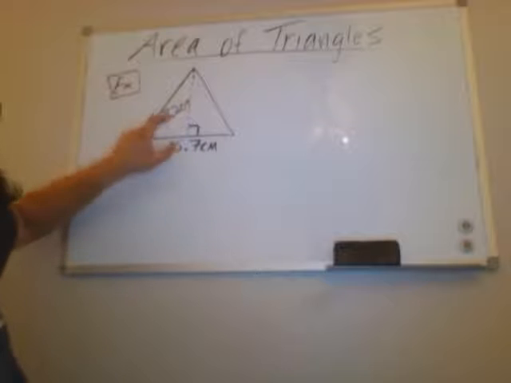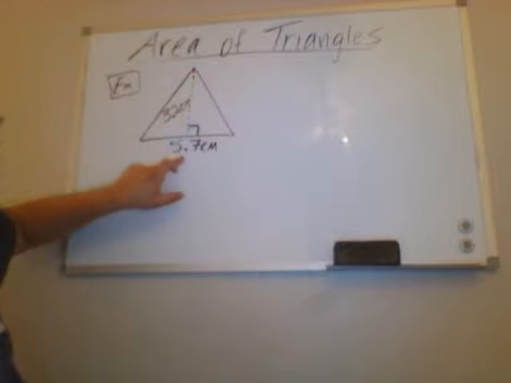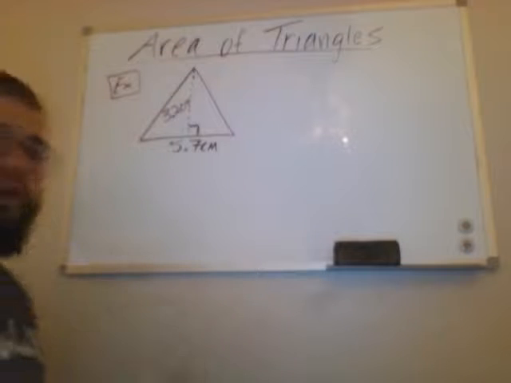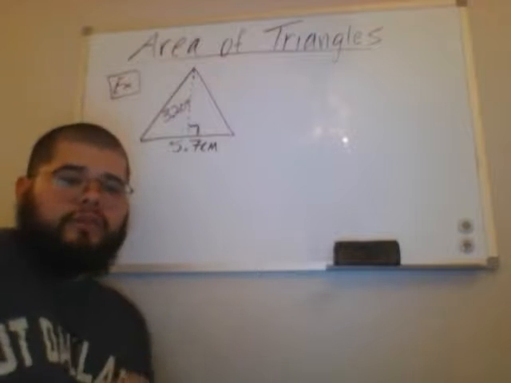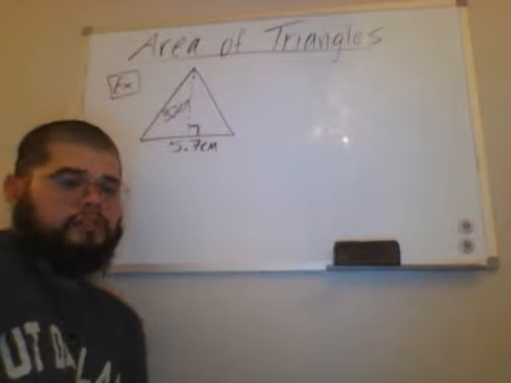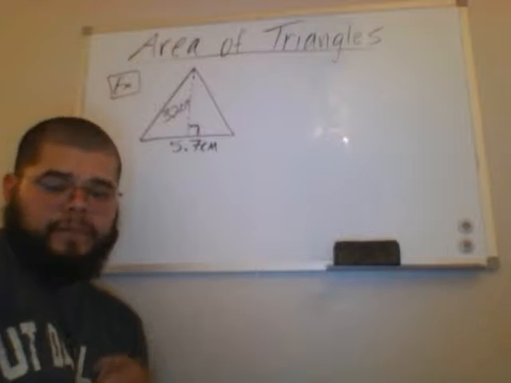So as our height, which is that dashed line, we have 3.2 centimeters. I'm going to write it bigger here in a second. 3.2 centimeters, and then this is 5.7 centimeters, the base of this triangle. Now the formula is going to change from the one that we've done before with the area of the square, parallelograms and rectangles. It's different for the triangle.